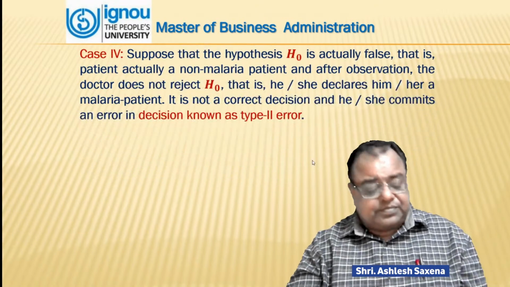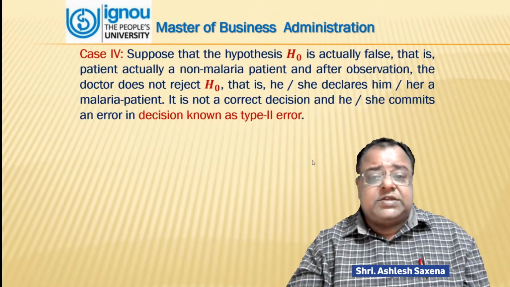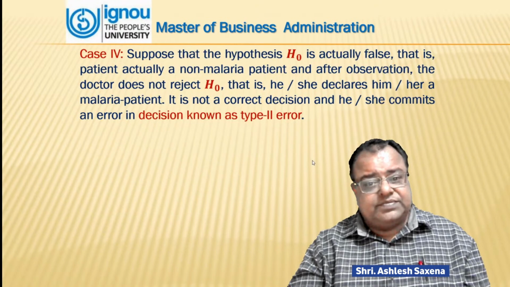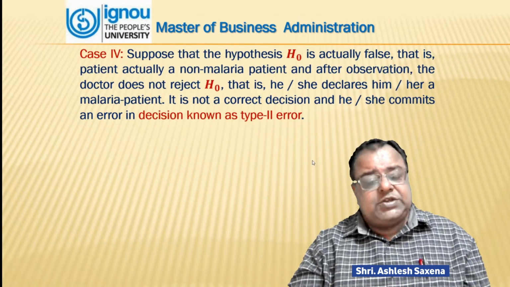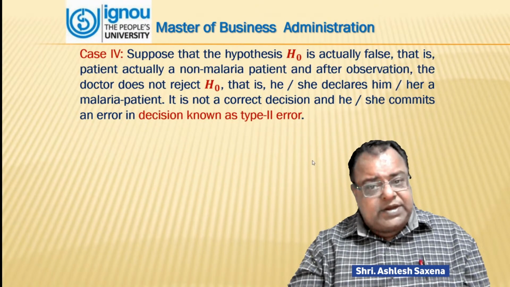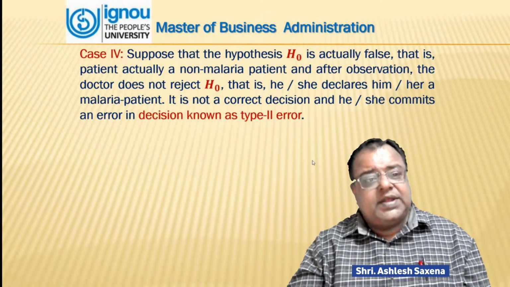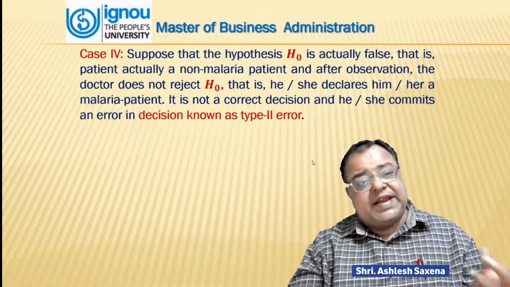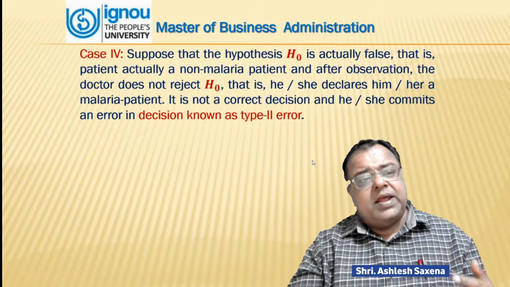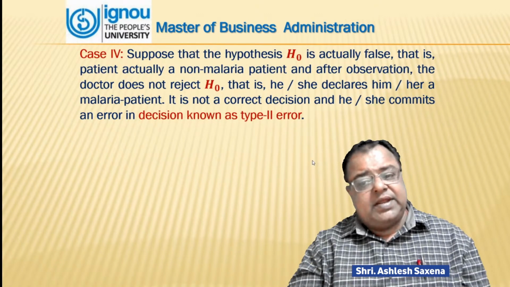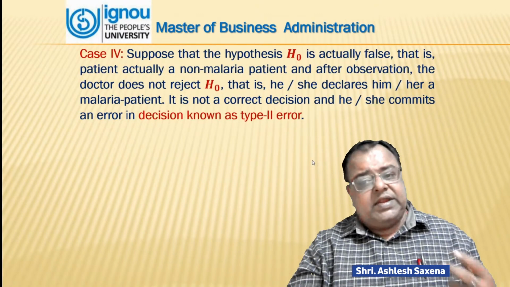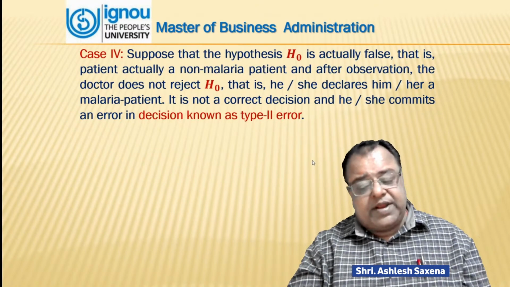The fourth one is, suppose that H naught is actually false. That is, the patient is actually a non-malaria patient, and after observation, the doctor does not reject H naught. That is, he or she declares him or her a malaria patient. It is not a correct decision, and we can say that he or she has committed an error in decision known as type 2 error.